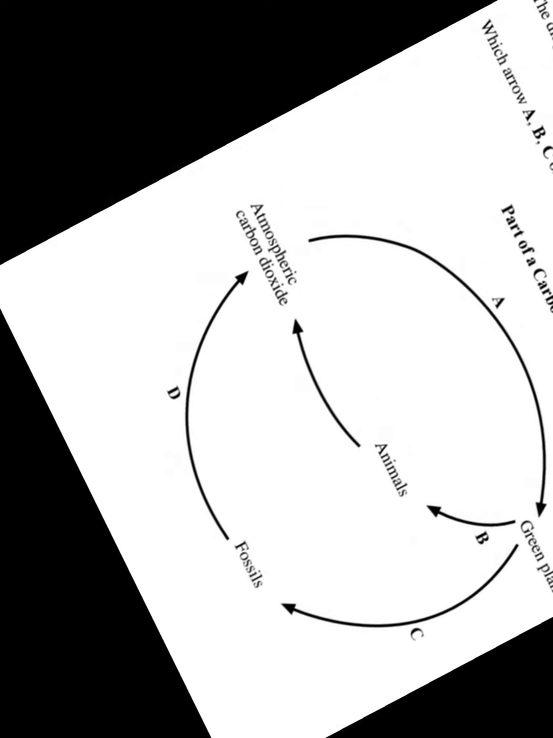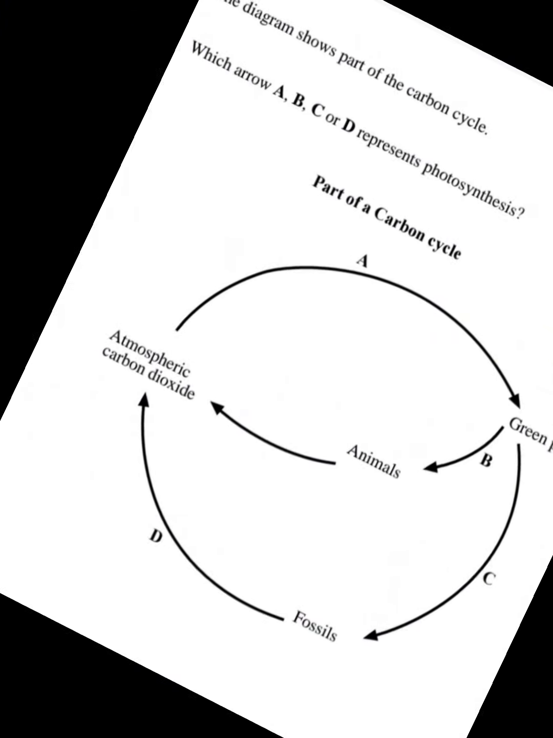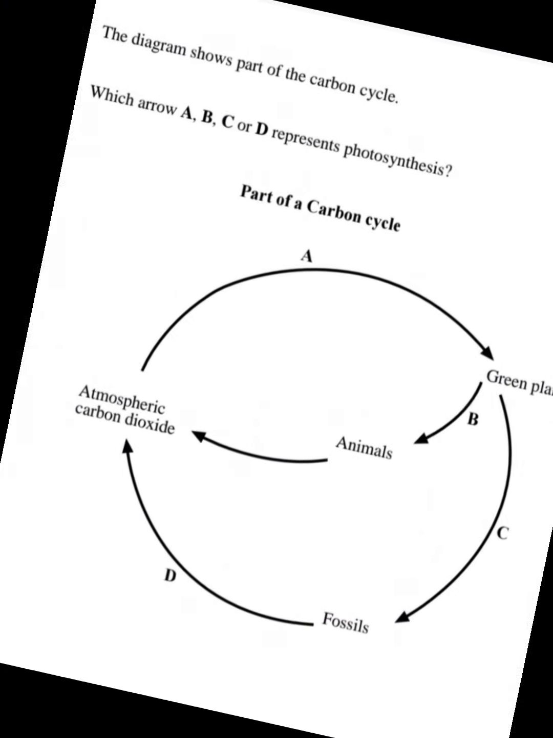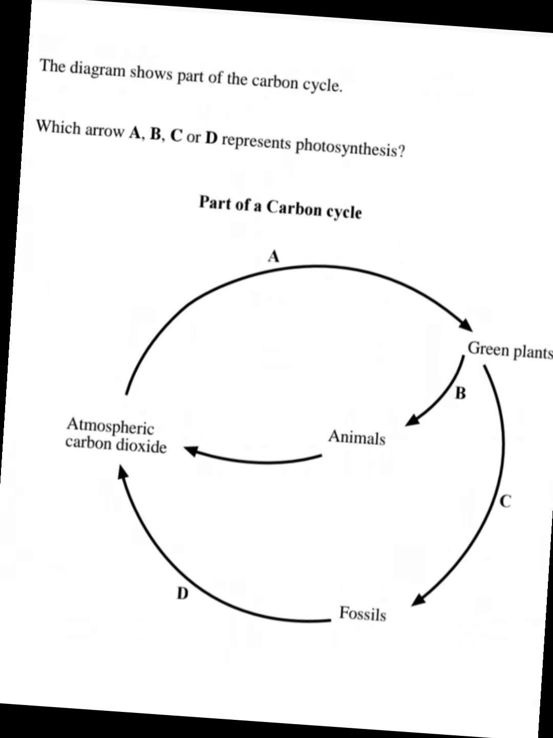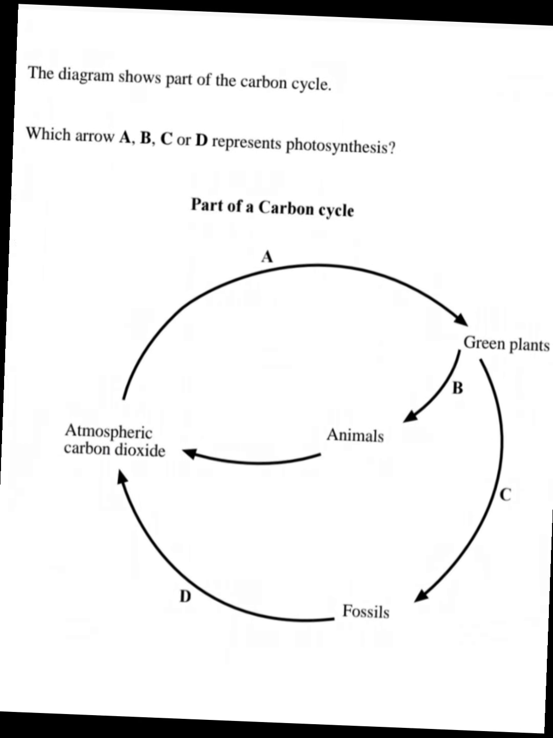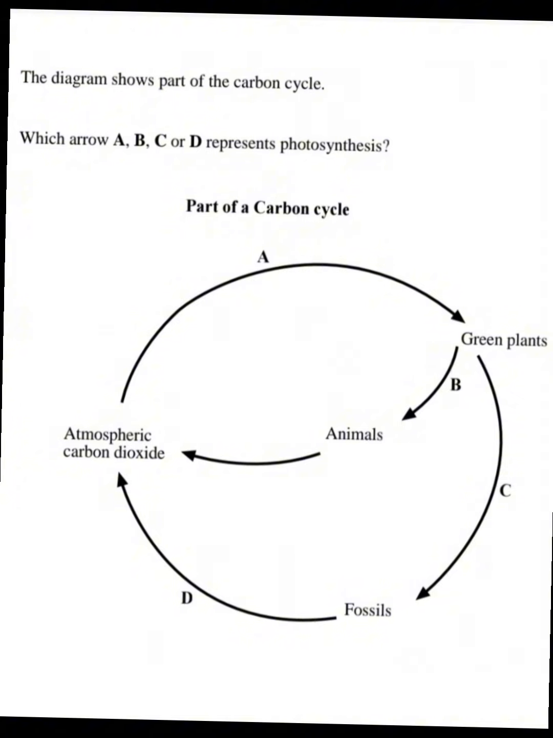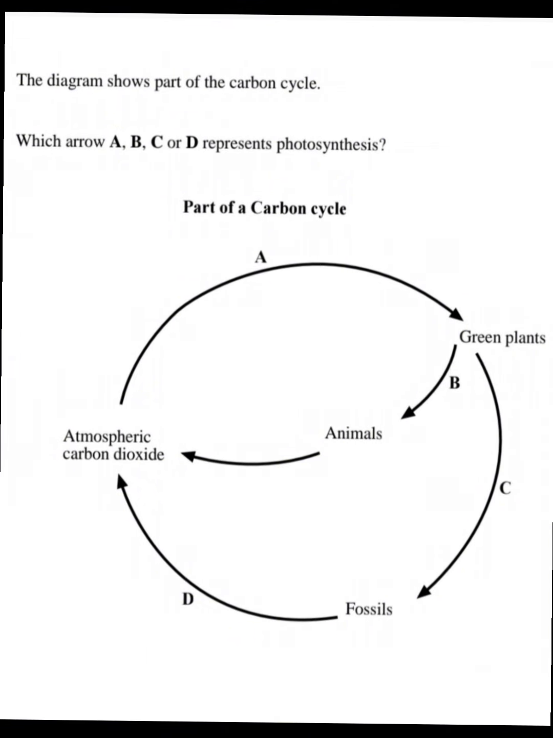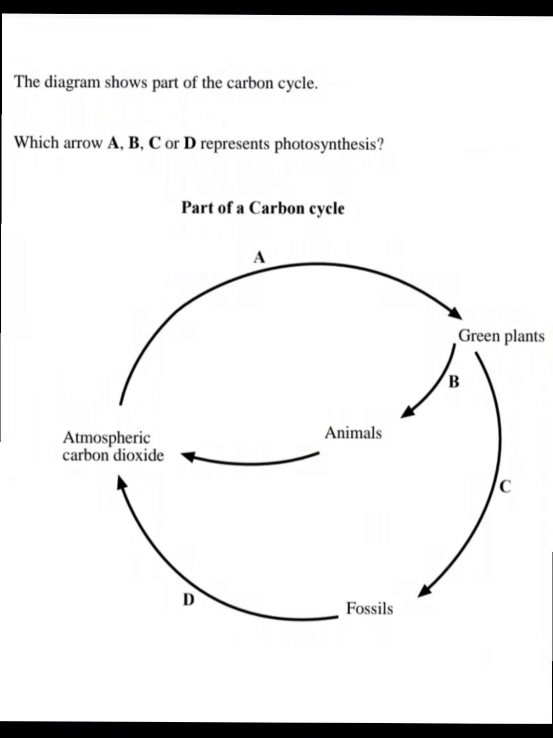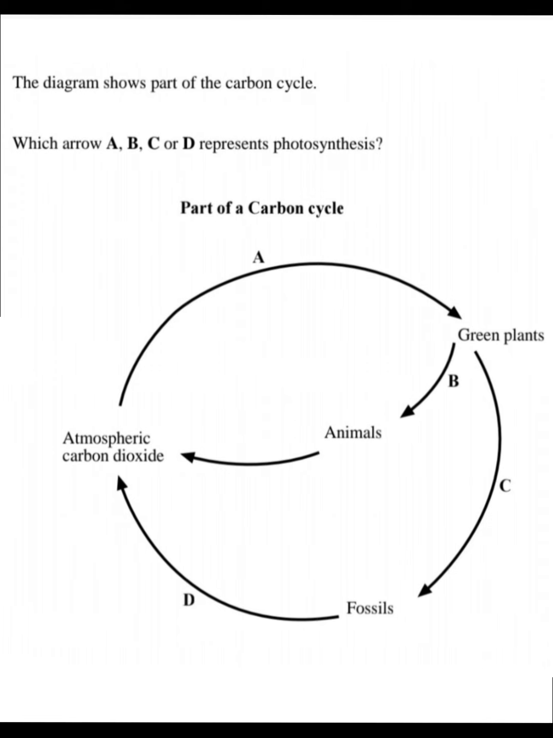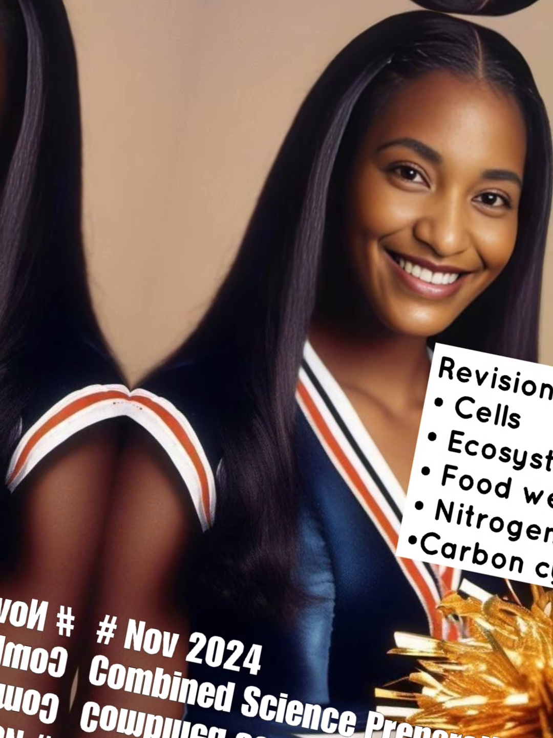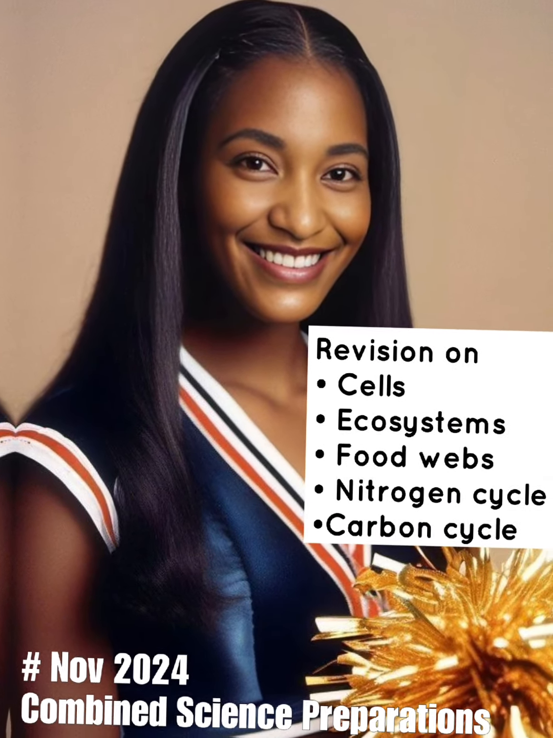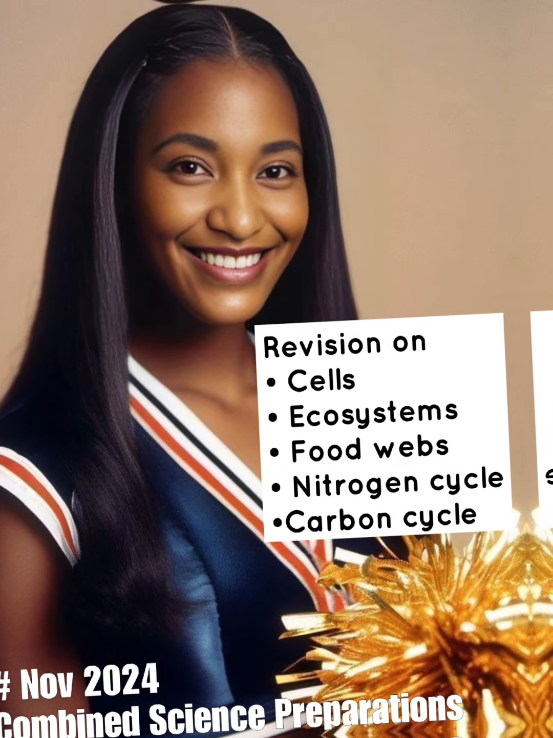Last question on our tutorial today is on carbon cycle, saying which arrow A, B, C, or D represents photosynthesis. So the correct answer is A. Photosynthesis is the process whereby green plants use carbon dioxide and water in order to produce glucose and oxygen. So this marks the end of our tutorial today on frequently examined questions on cells, ecosystems, nitrogen, and carbon cycle.